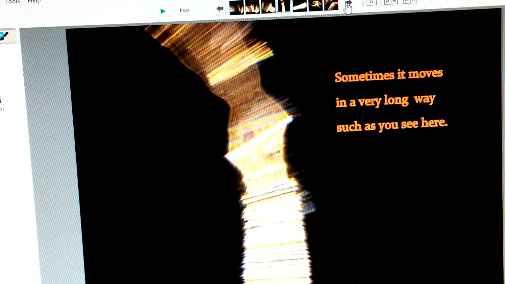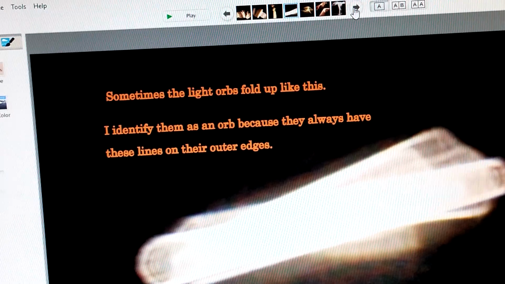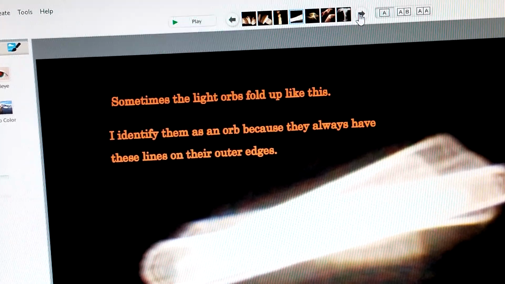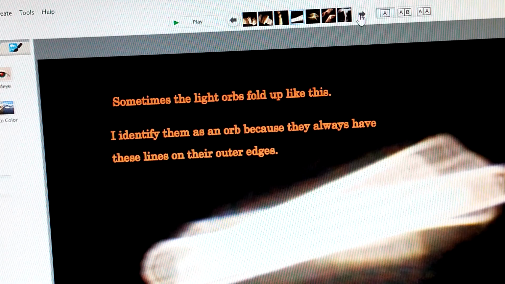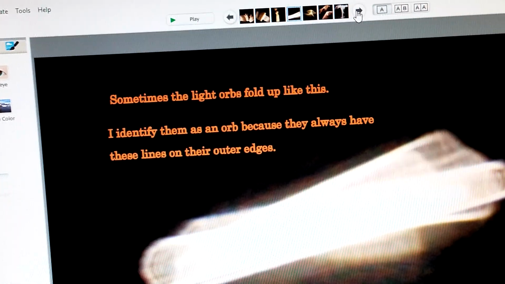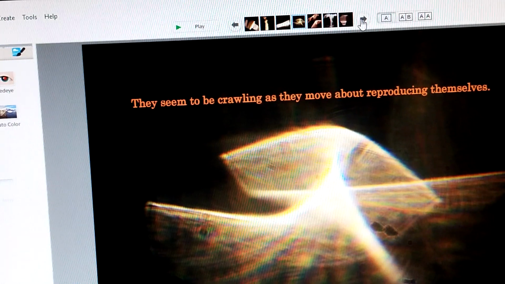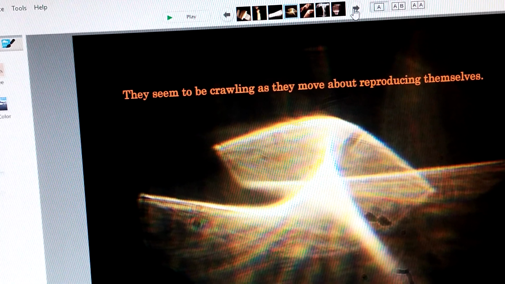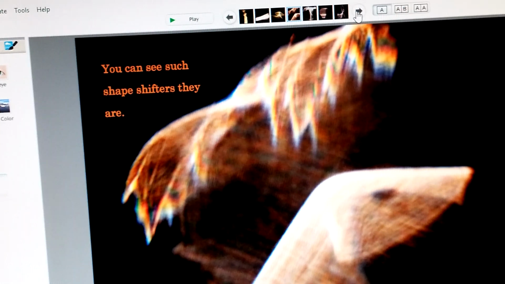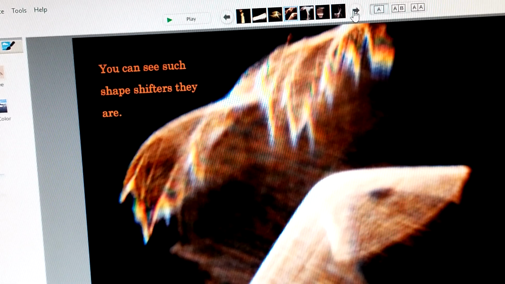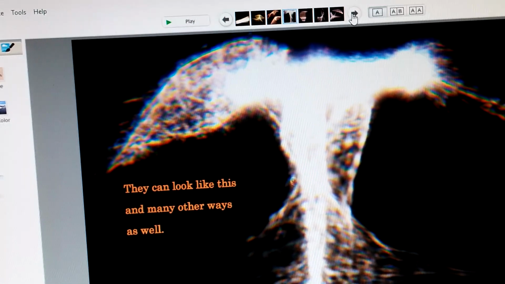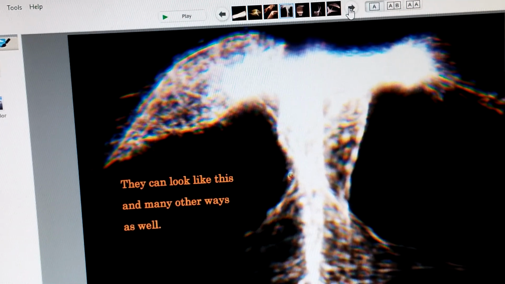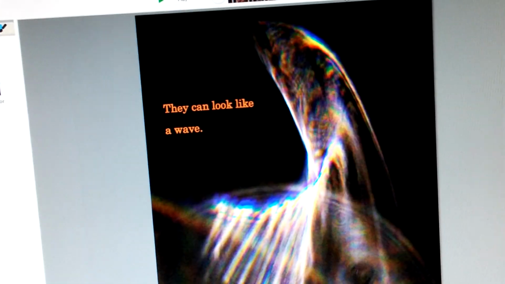Sometimes it moves in a very long way, such as you see here. Sometimes the light orbs fold up like this. I identify them as an orb because they always have these lines on their outer edges. They seem to be crawling as they move about, reproducing themselves. You can see such shape shifting that they do. They can look like this and many other ways as well. They seem to be fluid in their movements.